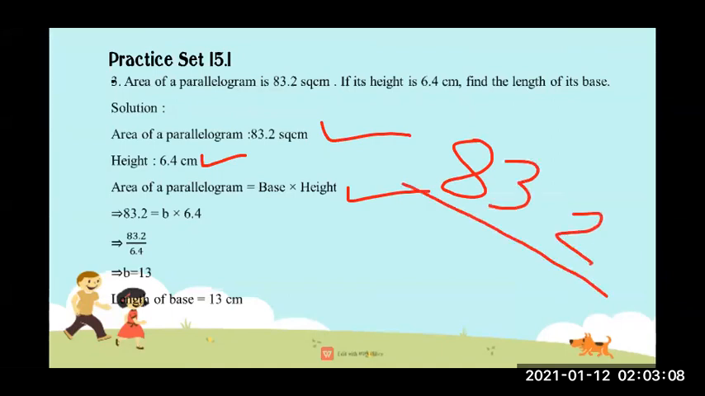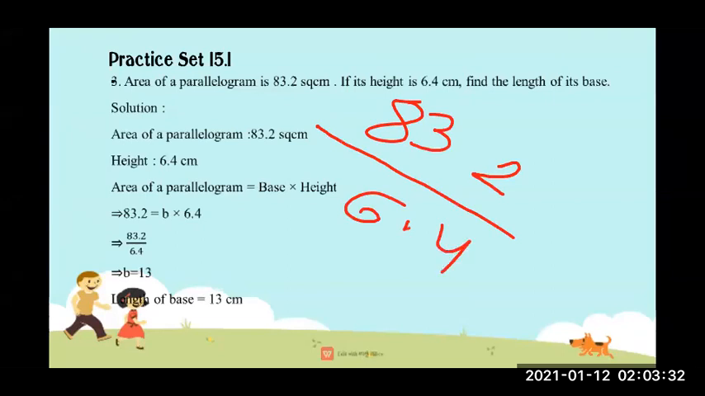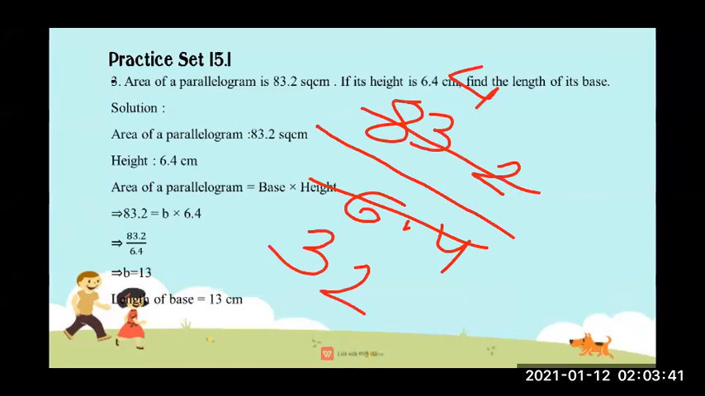83.2 divided by 6.4. Now directly we can take the 64 table, or we can take the 2 table also. Let's start with the small number. We will cut with the small number, that is 83.2 divided by 6.4. Now it is going by the 2 table. 2 3s are 6, 2 2s are 4, then 2 4s are 8.